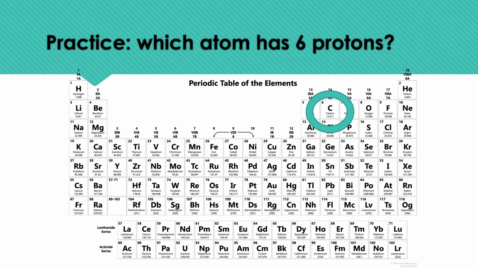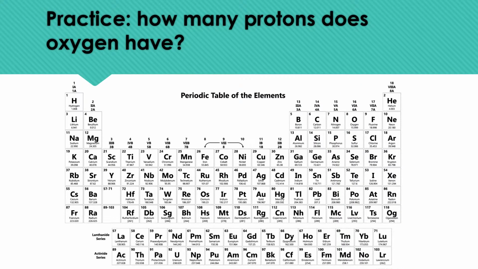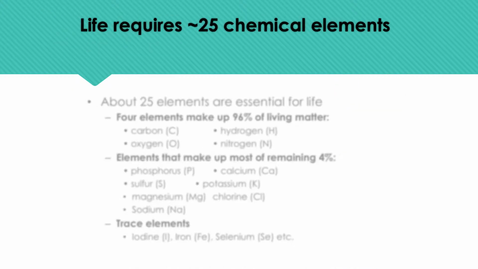Correct answer is carbon. So you'll notice again that there are 2 numbers here. That smaller number is always going to be the atomic number, which is equivalent to the number of protons. The larger number is always going to be the atomic mass, which is equivalent to the number of protons plus the number of neutrons. How about this one? How many protons does oxygen have? Oxygen has 8 protons.